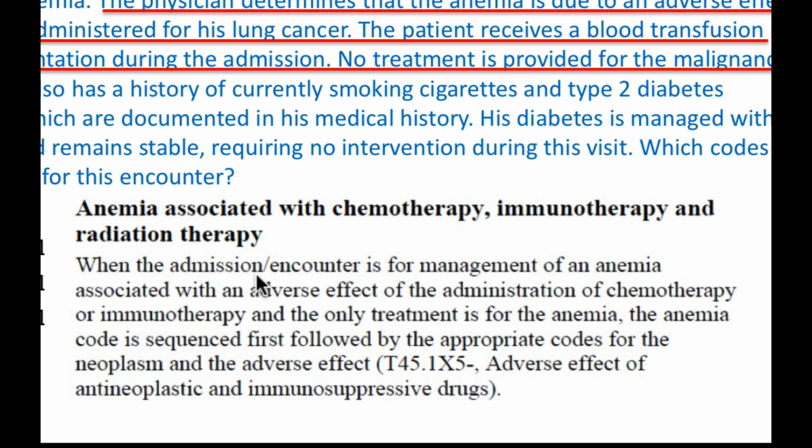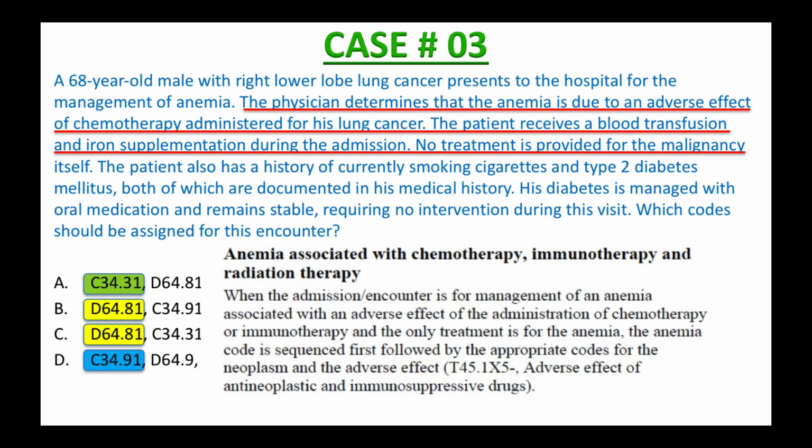When the admission encounter is for management of an anemia associated with an adverse effect of the administration of chemotherapy or immunotherapy, and the only treatment is for the anemia, the anemia code is sequenced first, followed by the appropriate codes for the neoplasm and the adverse effect, T45.1S5A, adverse effect of the antineoplastic drugs.